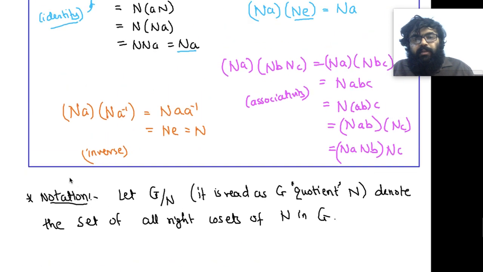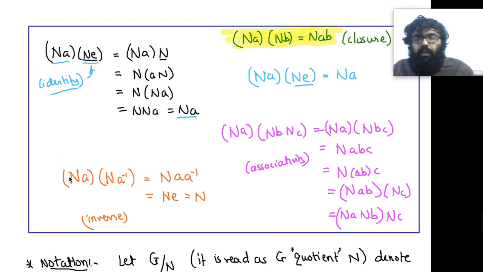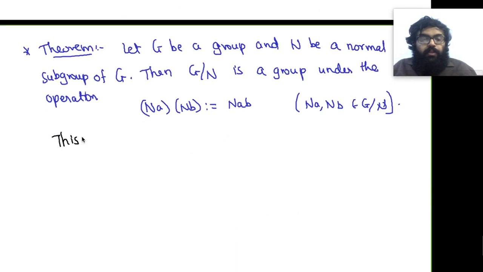You have to write it in a precise, decent manner. Now, this is not a subset of G. What are the elements of G quotient N? They are cosets, and cosets are subsets of G, not elements of G. So the elements are cosets Na, Nb and so on. They are not elements of G, so do not consider it a subset of G. It is totally different.